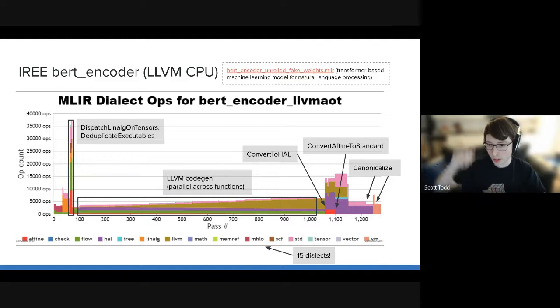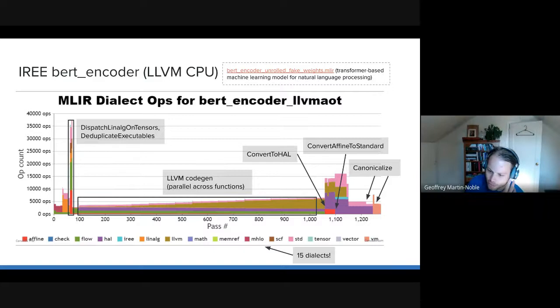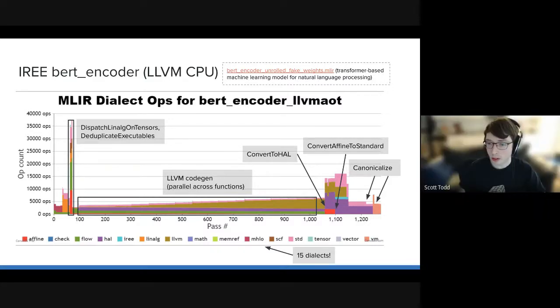Any questions at this point on either our particular compilation flow or the way the visualization is set up? Someone just had a question in the chat about what exactly pass number meant, if you wanted to explain that again. Oh, yeah.